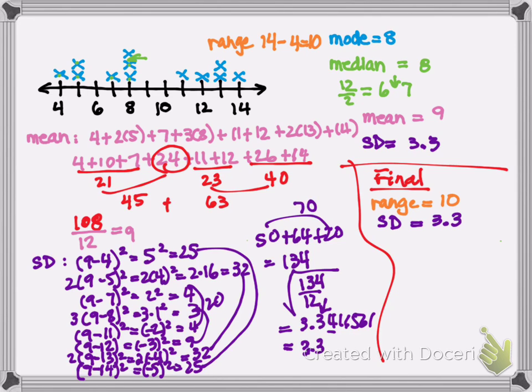What happens to my mode, my median, and my mean? Okay, how are they going to change? They're going to increase by what? So I'm just going to add 7 to those three numbers. So my mode is 15. My median is 15. My mean is 16.